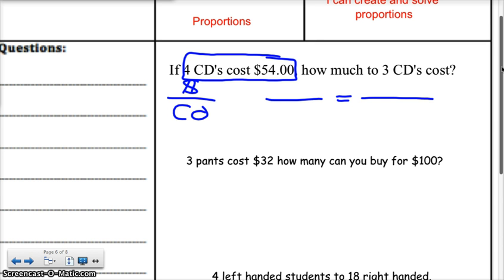Four is a CD. CD goes with CD. 54 is a dollar. Put it with the dollar. Three CDs. Top or bottom? Bottom. Solve with cross product. 4x equals whatever 54 times 3 is. 162. So x then would equal 40.5.